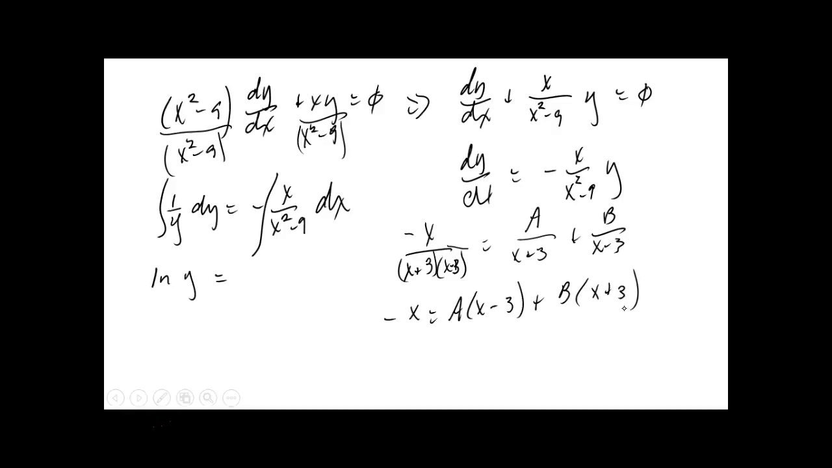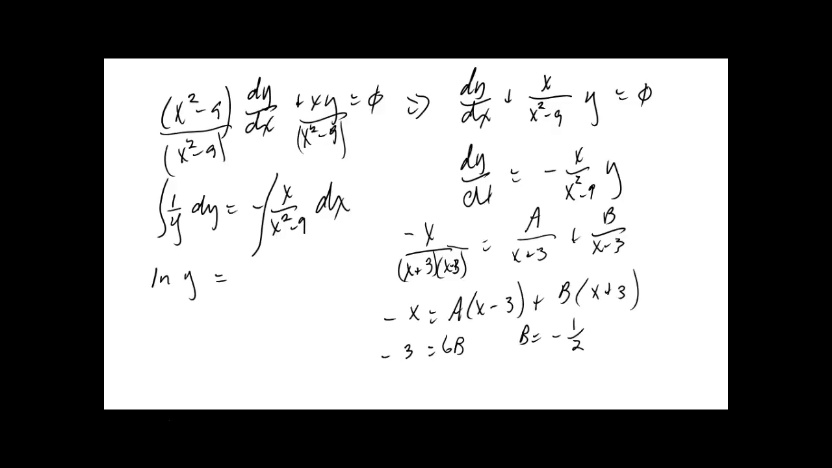Okay. Now we gotta use the trick. And what's the trick? Let x be 3. So this would be negative 3 is equal to, that goes away, 6B. That means B is equal to negative 1/2. I didn't know if you were saying 0.5 or 1/2. Why turn it into a decimal?